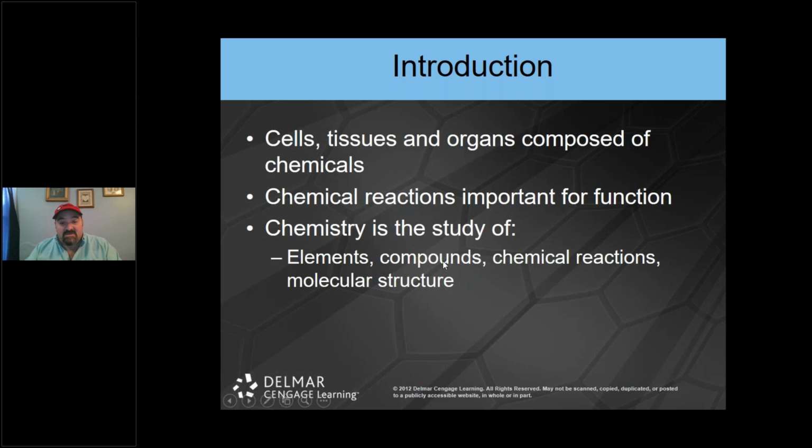So, as we're seeing here, elements, compounds. Compounds are when different elements come together to form some type of structure. Reactions are what take place all around us, as well as what's going on within the human anatomy. And so these chemical reactions we'll discuss, as well as the molecular structure of the different parts of the human body.